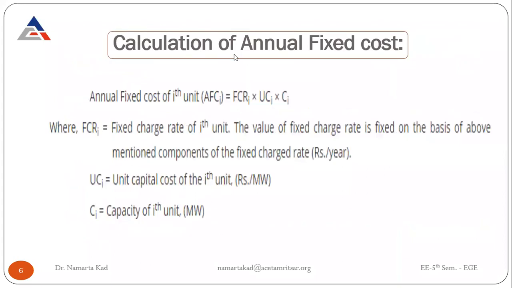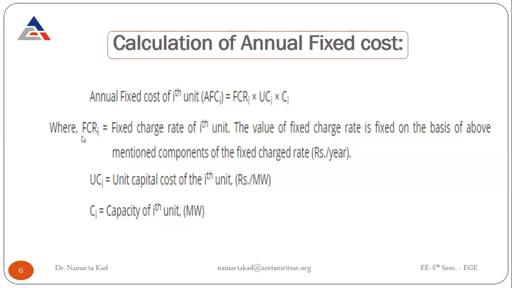Now next is, what is the formula to calculate the annual fixed cost, that we have to use in our numericals. So the formula for the annual fixed cost of the ith unit here means that if any power plant has 4 units, then the annual fixed cost is calculated for each unit separately. Here the ith unit, let us suppose the annual fixed cost of the second unit, or the annual fixed cost of the fourth unit. Then this one is the fixed charge rate of the second unit, capital cost of the second unit, and the capacity of the second unit.